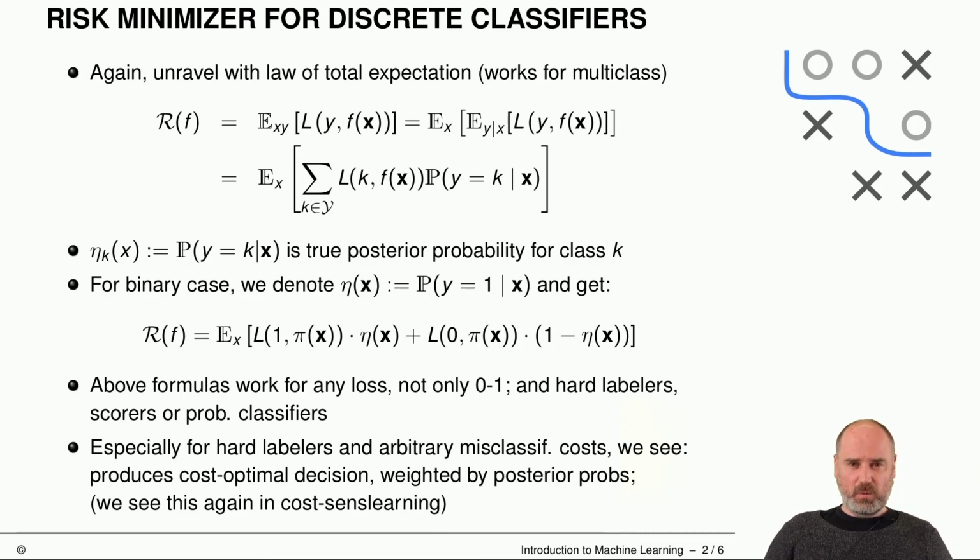As we've done before, we're going to unravel our theoretical risk formula here by applying the law of total expectation. So what is risk? Well, that's just expected loss, right? And we can apply the law of total expectation for this. We've done this before in the regression case, so this is nothing new.